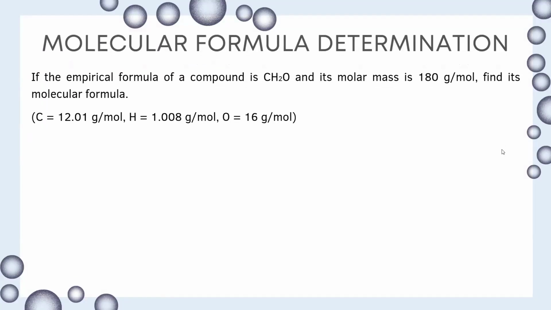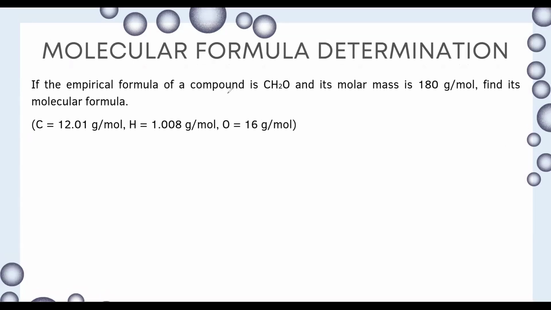The question on the screen right now starts by saying, if the empirical formula of a compound is CH2O, this is the empirical formula, and its molar mass is 180 grams per mole.